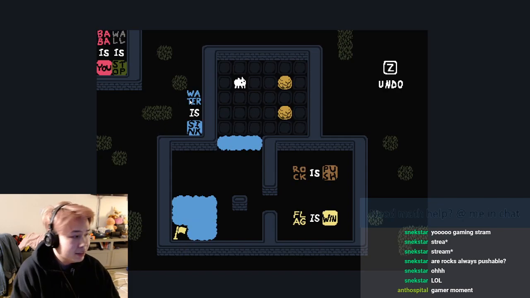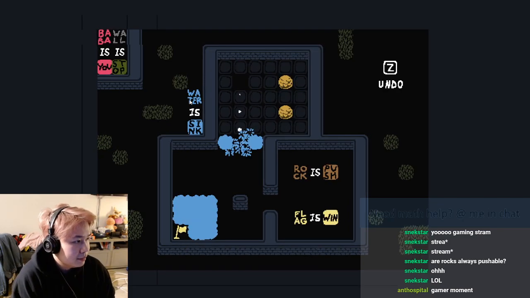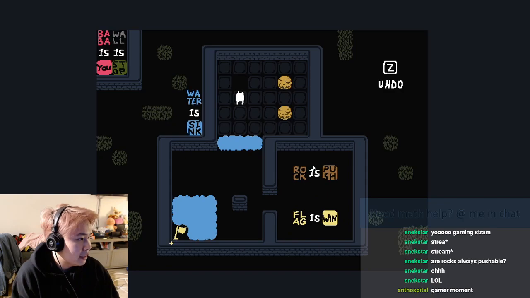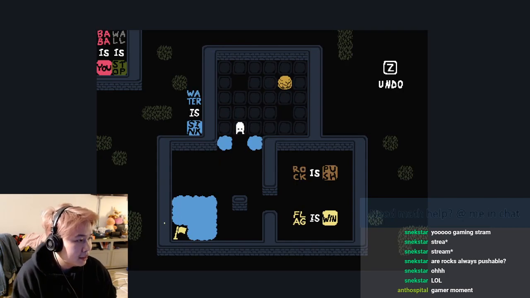Now let's see. The water is sink, so that means that if I touch it, I sink and die. In this lower corner, I have the rock is push and the flag is win. So I can push the rock, and if I push the rock in, the water sinks the rock, and then the water goes away. So that's nice.